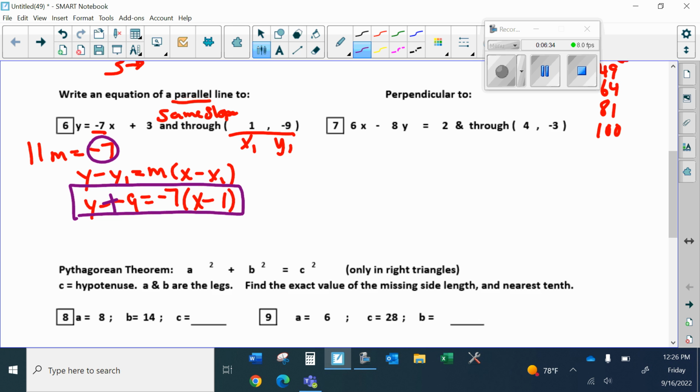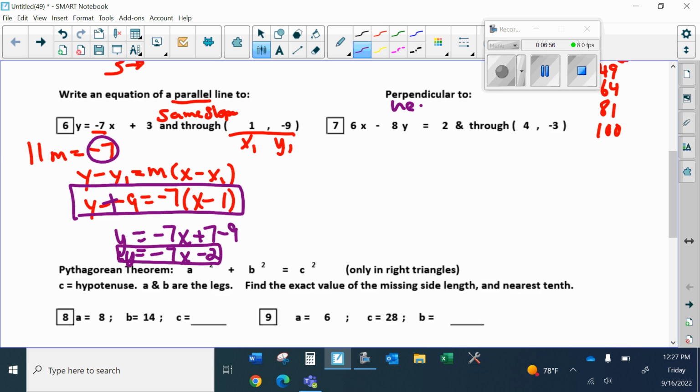Now, if you want to go ahead and distribute it through, because that's how they want it on the actual test, then I would distribute the -7 through there and get -7x plus 7 minus the 9, which then gives me -7x minus 2. So I would take that also, if you want to put it in slope-intercept form.